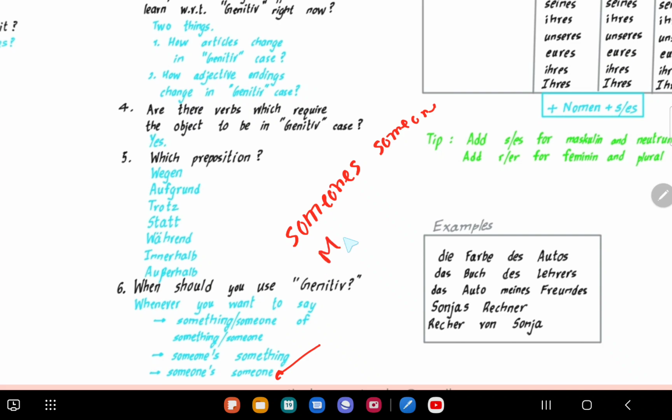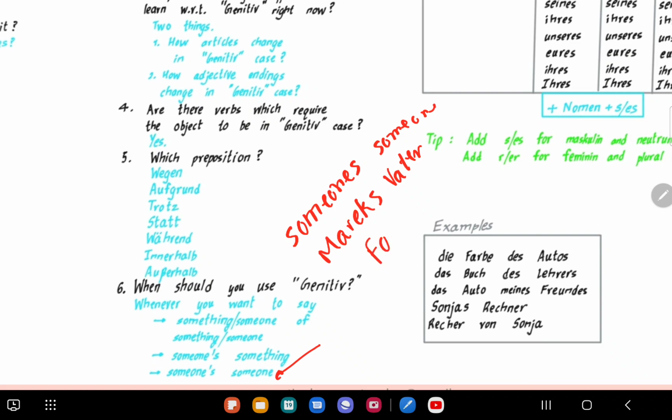Let's say Max, or rather Marek. If you want to say Marek's father, you will write Marek and then s without the apostrophe. But if you want to write the color of the car, right?